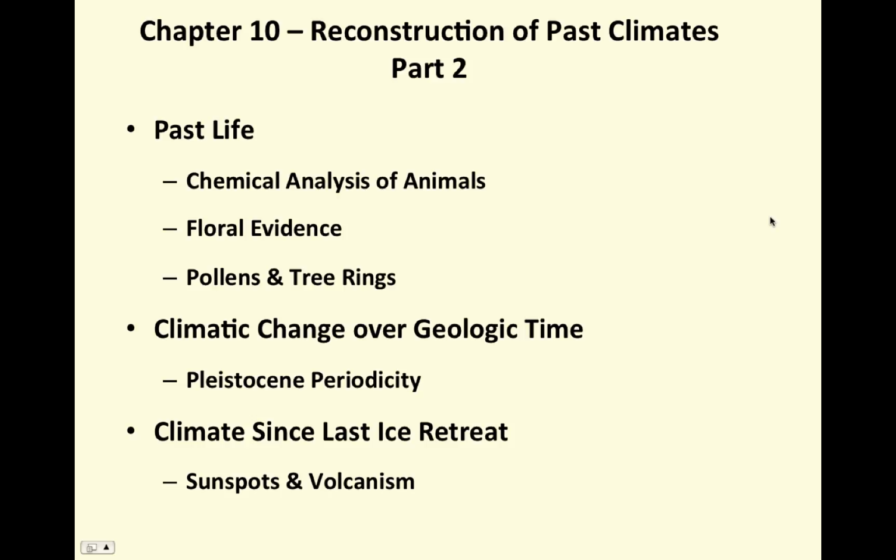For the second part of Chapter 10, Reconstruction of Past Climates, we'll look at past life, chemical analysis of animals, floral evidence, pollens and tree rings, and then we'll look at climate change over geologic time, looking in the deep past first, and then looking at the Pleistocene periodicity, those timed glaciations in time and Milankovitch cycles, finally looking at the climate since the last ice retreat, and how the correlations between temperature with sunspots and volcanism came about.